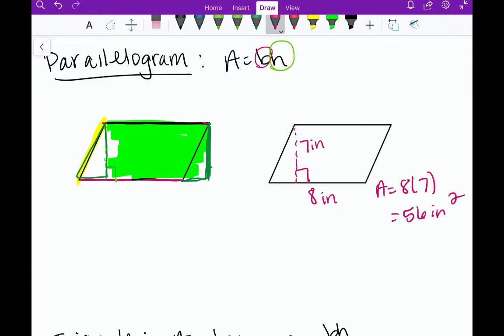Remember that in a parallelogram, the opposite sides are congruent, and you also may even need to apply properties of the angles. So remember, the opposite angles are also congruent, and the consecutive angles are supplementary. So all of those rules still apply and may come into play as you're solving these problems.